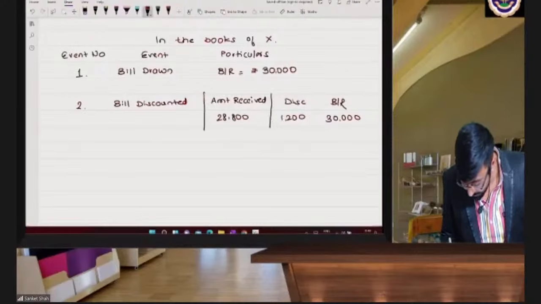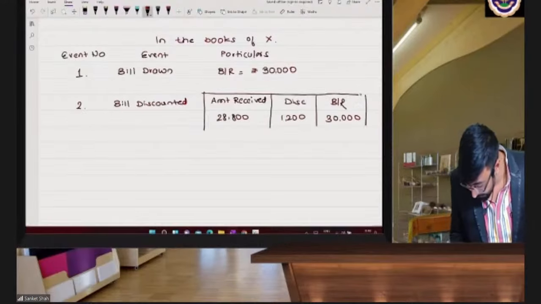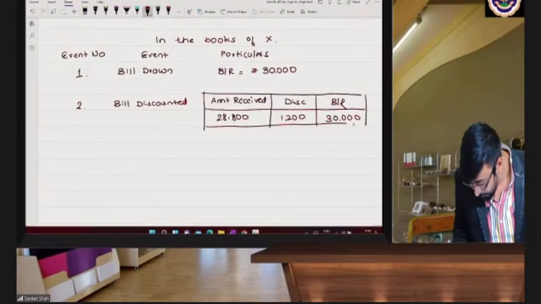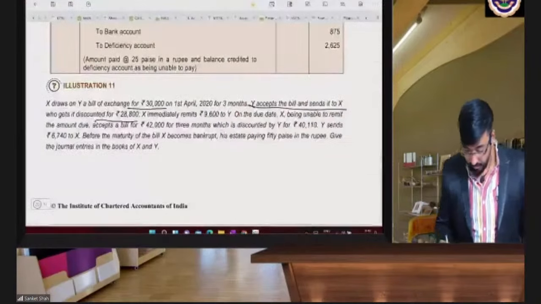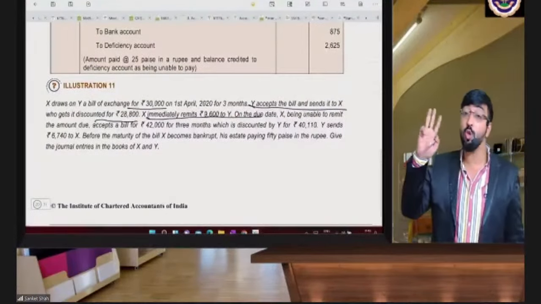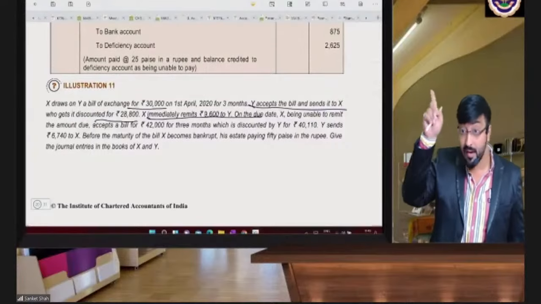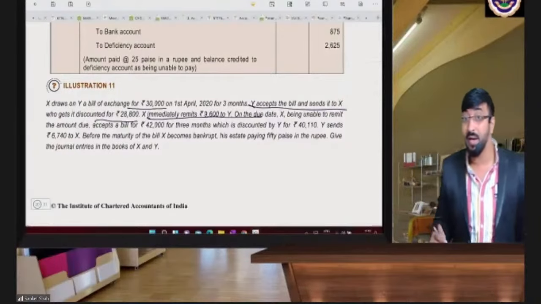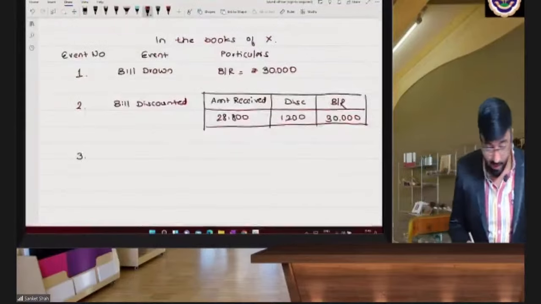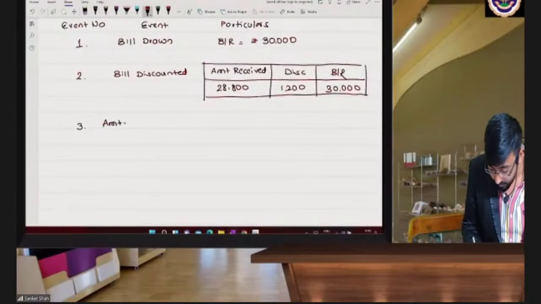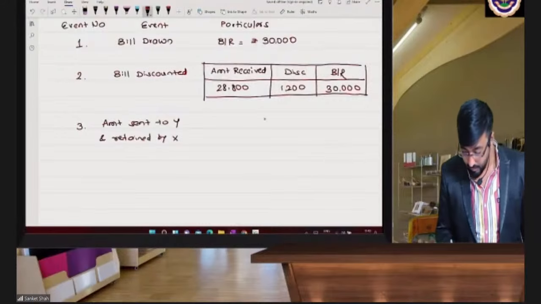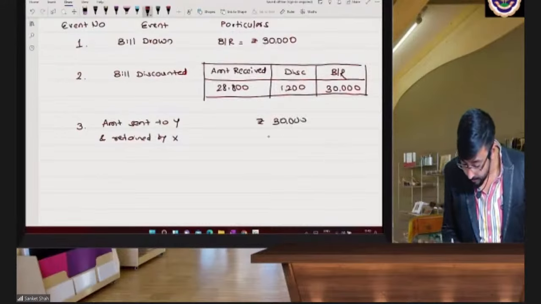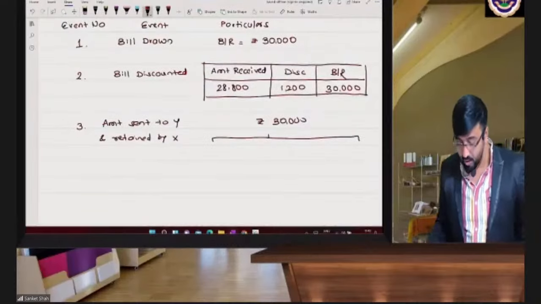So this is a simple diagram. This is the second event. Easy, right? Number 3. Third event: X immediately remits 9,600 to Y. Correlate with that entry from my example. So an amount is sent to Y and some amount is retained by X. So beta, the total amount is 30,000, correct?